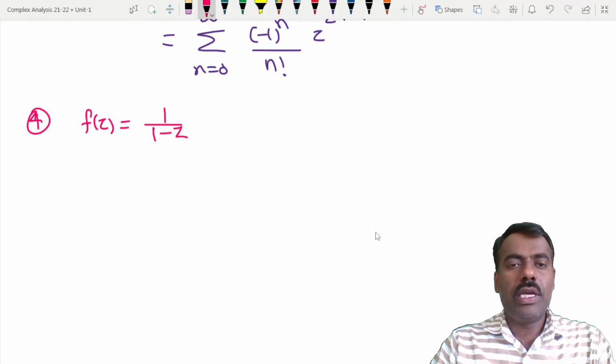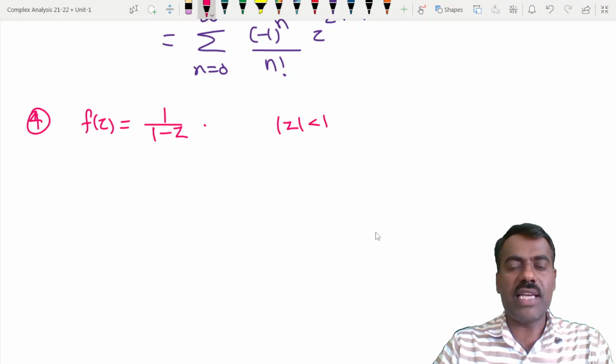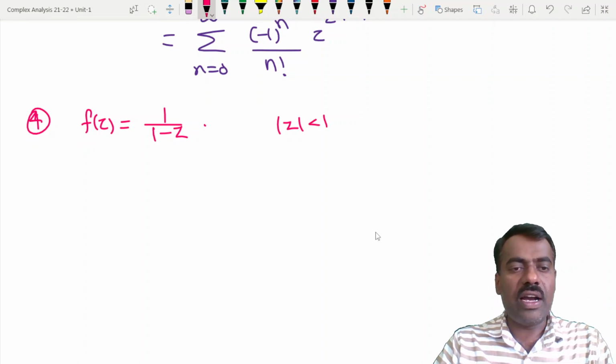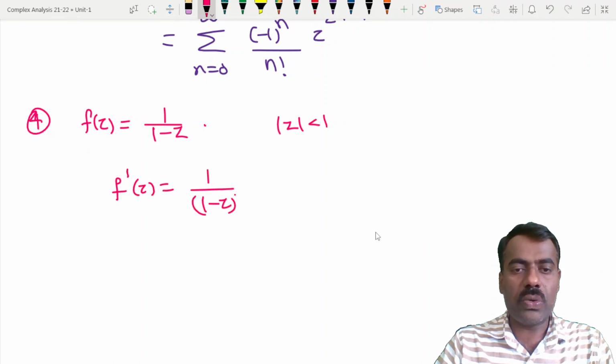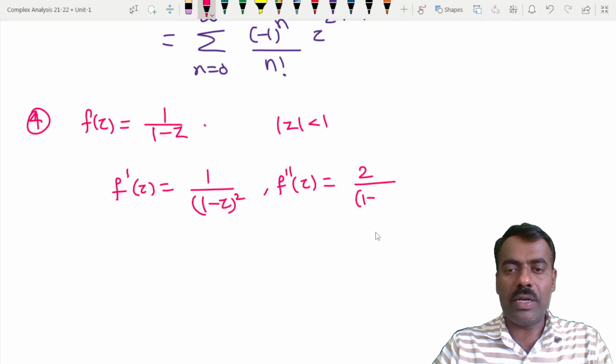Here this function is not analytic at z equal to 1, because z equal to 1 is a singular point. So we will consider the region mod z less than 1, then this function is analytic in this region. So therefore we have f dash of z which is equal to 1 by 1 minus z whole square. Then f double dash of z, you can check that this is 2 by 1 minus z whole cube, and so on.